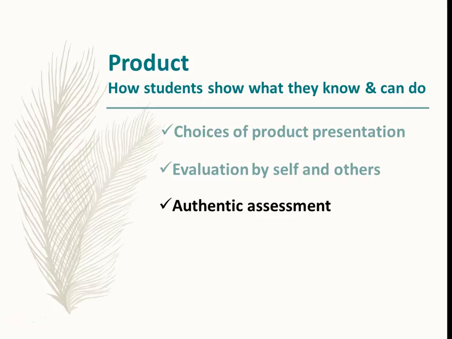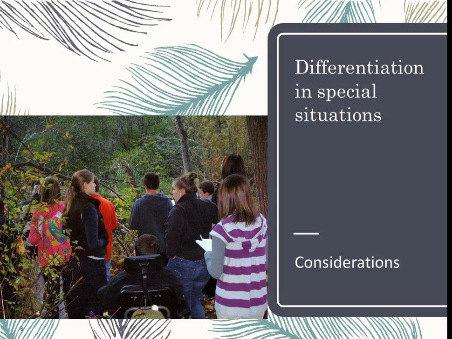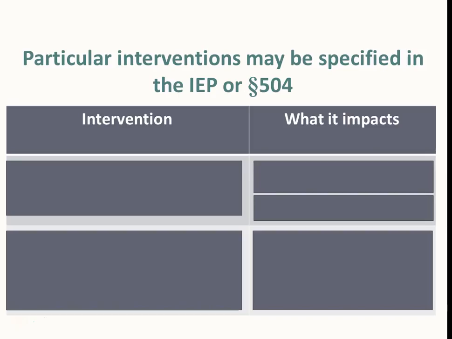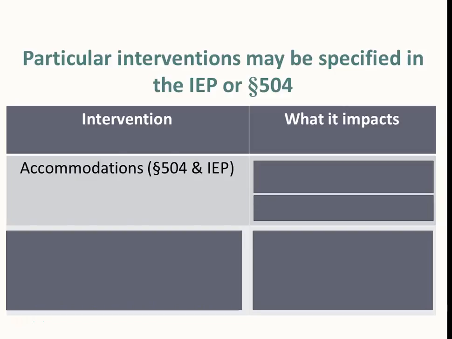Now we're going to focus on differentiation in special situations and some considerations that you should look at with each of these situations. Some of them will involve special needs students, some do not. But again, what I want to do first is review two groupings of interventions that may be specified in a student's IEP or under Section 504. You might have accommodations listed, especially under Section 504, but you could have it in the IEP. And these would be services or support to help a student fully access the subject matter instruction, as well as to validly demonstrate what he or she knows.